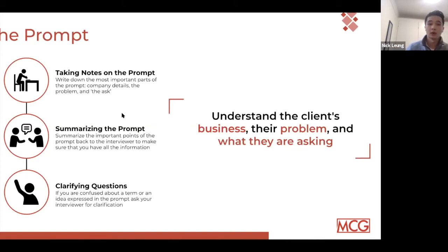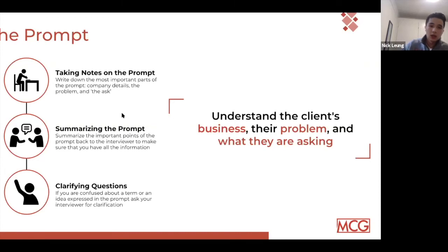So you want to write down the most important parts of the prompt, whether this be the company's details, like where the company is located, what they do, the problem. So what problem are they currently experiencing? And then what I call the ask, right? So what exactly do they want from you, the consultant, to solve, or what recommendation are they trying to end up at?